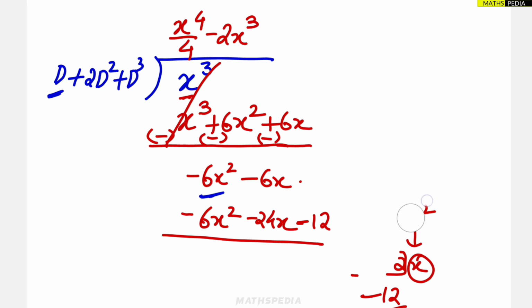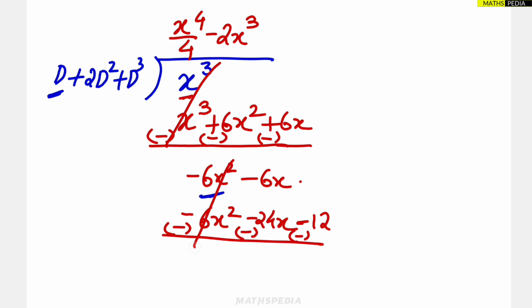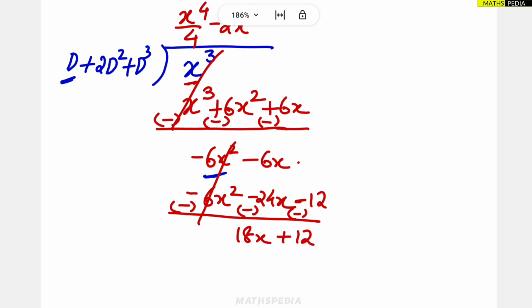But we have to subtract that, right? So subtraction, what will happen? Minus sign. Subtract. This is gone. Minus 6x plus 24x plus 18x. Minus into minus plus 12. Now the element has changed. This is the first element and D will remain as it is. D is the first element.